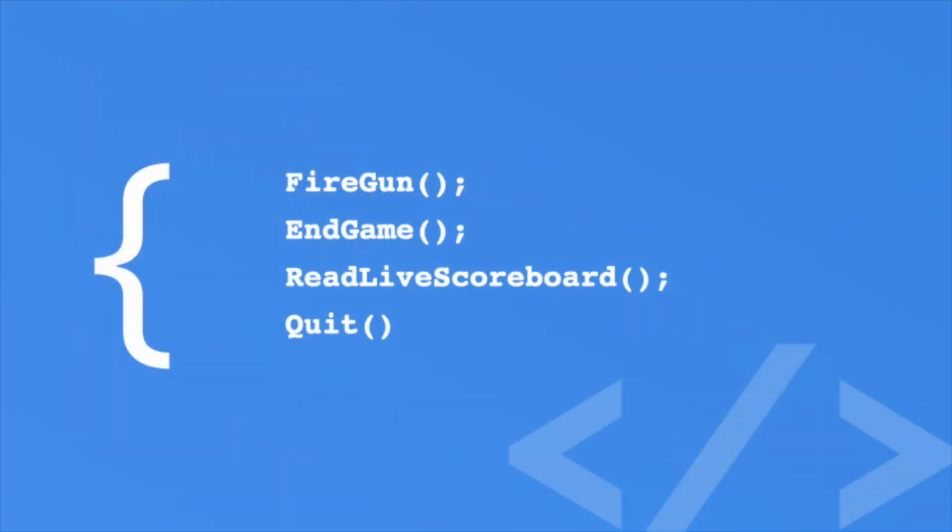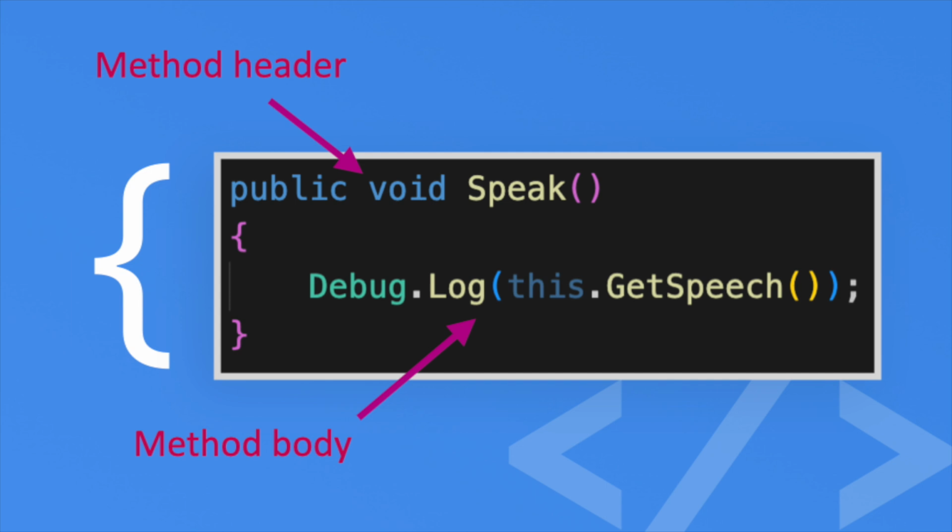Now for methods. Methods allow us to do something on demand. Think of methods like verbs. For example, here are some method names: fire gun, end game, read live scoreboard, quit, and so on. These methods do some kind of action. Methods are defined on classes and structs. Each method has a header and a body. The header lets people know if the method accepts and also returns values. The body is the actual code that is run.